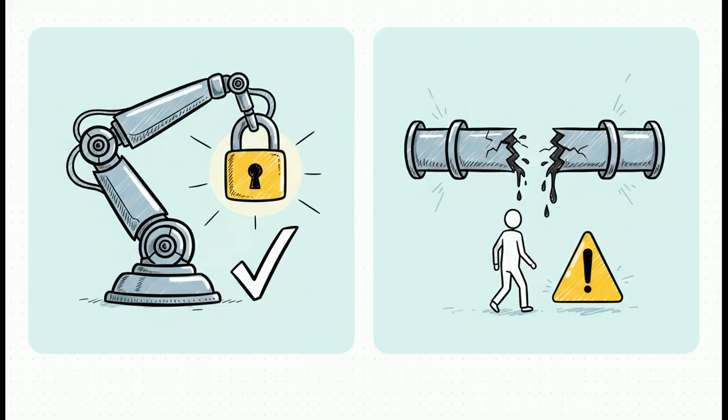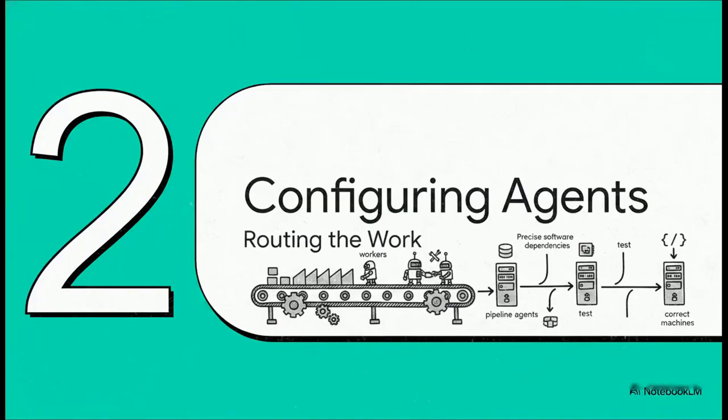Contrast that with the legacy PAT method. Sure, a PAT gives you granular permissions, but it's tied to an individual's personal identity. Think about it. If that team member leaves the company or if their token just naturally expires, your entire assembly line grinds to a complete halt. Nobody wants that. Moving right along to Section 2, configuring pipeline agents.